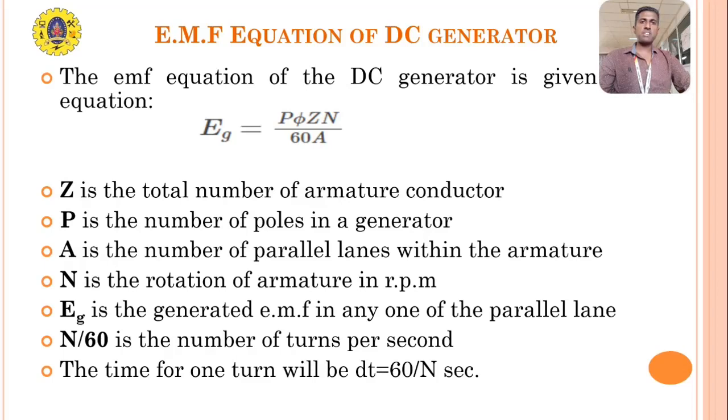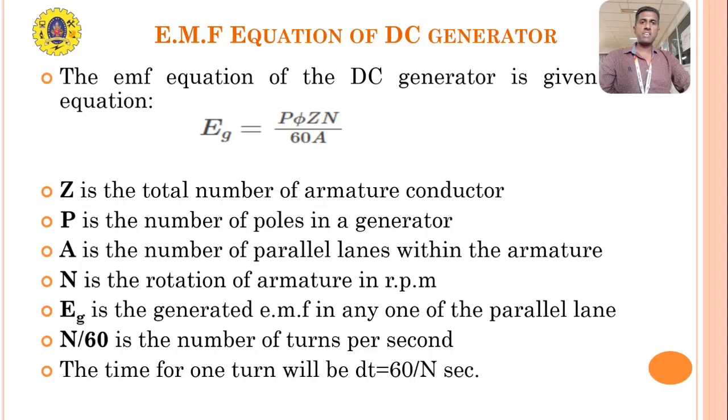Before that, we can see the EMF equation of a DC generator. The EMF of the DC generator is directly proportional to the number of poles and the total number of armature conductors, and it is inversely proportional to the number of parallel lines within the armature.